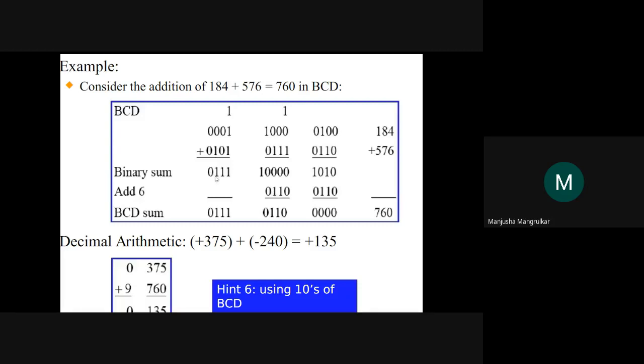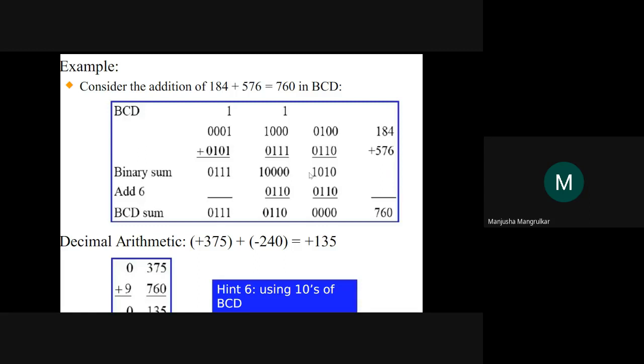This is 0 1 1 1. This is 7, right? Good. Here 0 0 0. It is a 0. It is less than 9, but it has generated the carry. So what we will add in this bit, we will add 0 1 1 0. Now here the result is 1010.